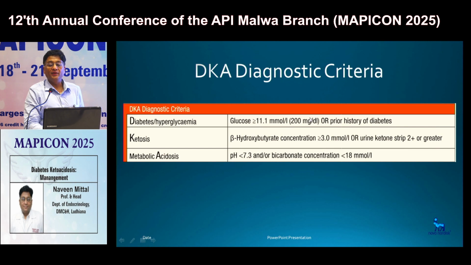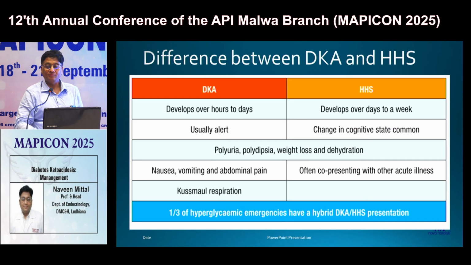Initially we were considering blood sugar to be more than 250. Now the criteria has been changed to 200 milligram. Or even if the blood sugar is normal, if patient is having history of diabetes and ketones are positive and acidosis is there, you diagnose the patient to be suffering from diabetes ketoacidosis.